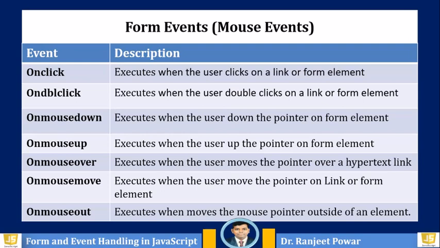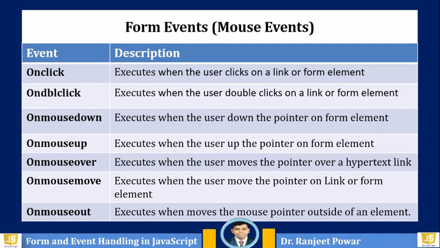The mouse over event occurs when the user moves a mouse pointer over the element. You can handle the mouse over event with the onMouseOver event handler. The mouse over event is a very important event in JavaScript. The mouse move event occurs when the pointer is moving while it is over the element. You can handle a mouse move event with the onMouseMove event handler.